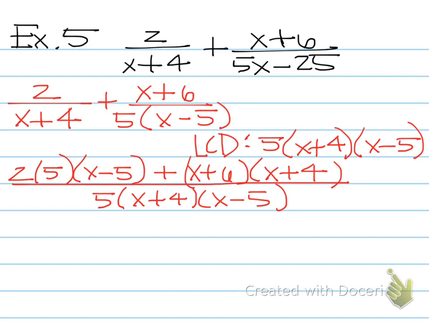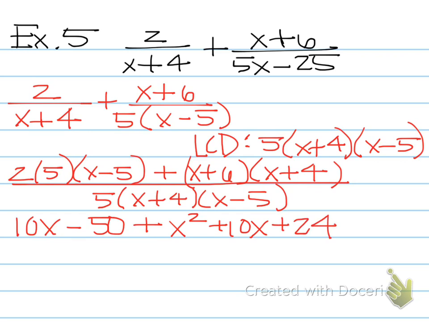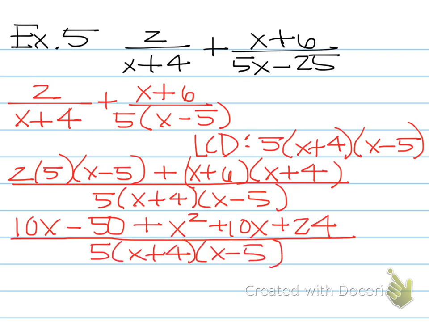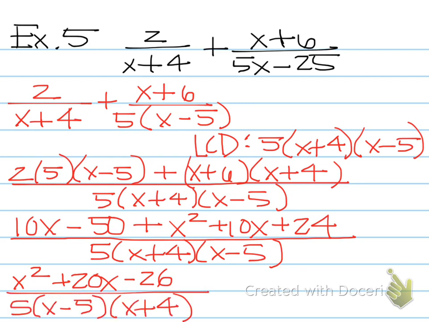When we multiply 2 times 5 times x minus 5, we get 10x minus 50. When we multiply x plus 6 times x plus 4, we get x squared plus 10x plus 24. Again, all that goes over the lowest common denominator. Combine the like terms in the numerator, and we get x squared plus 20x minus 26 over the LCD. And lastly, state what x cannot be. x cannot equal 5 or negative 4. So negative 4, comma 5 is what you should have in Go Formative.